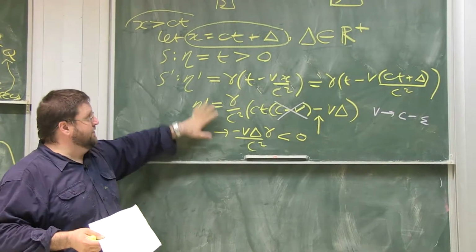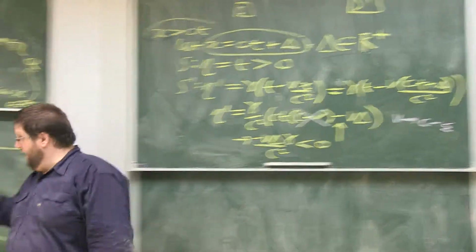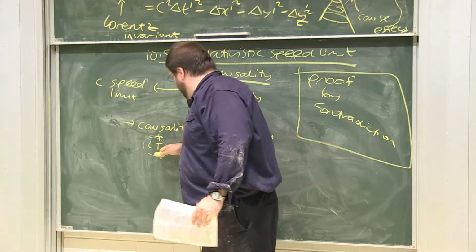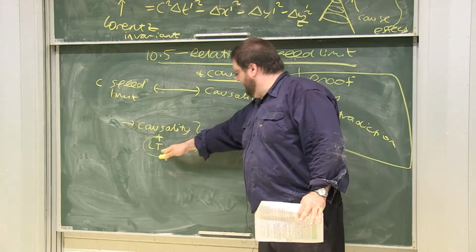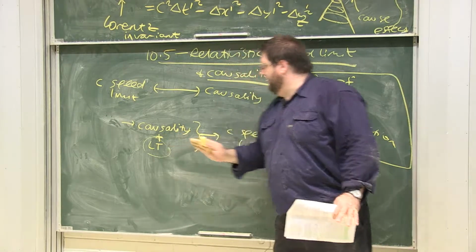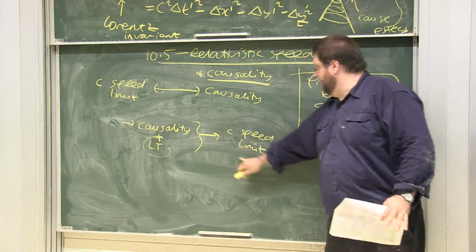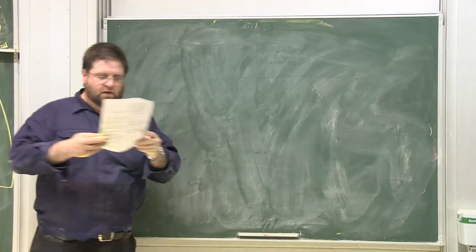But the claim here is that this is a proof of a link between causality and Lorentz transformations: the demand for causality, together with, as defined earlier, the Lorentz transformations, imply that c is a speed limit. So that's kind of cool.